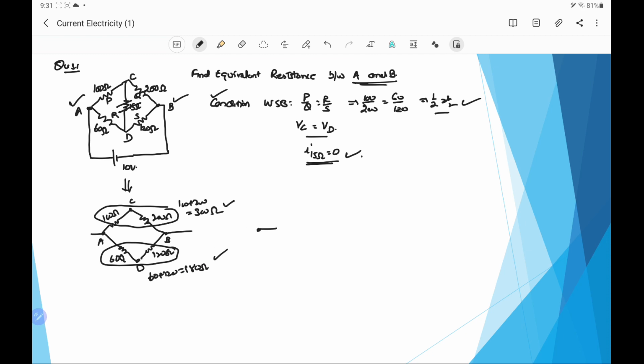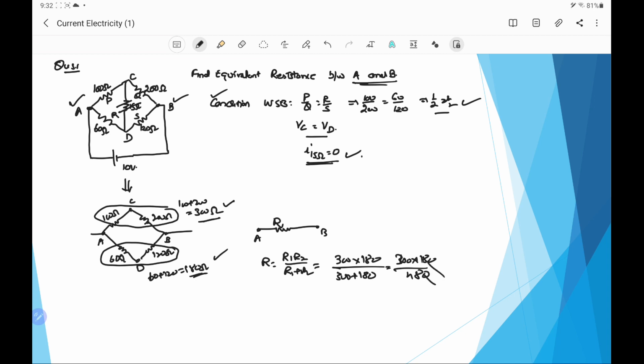Therefore, between terminal A and B there is an equivalent resistance R, and this R will be equal to the parallel combination of 300 ohm and 180 ohm. From the parallel combination we know R is equal to R1 R2 by R1 plus R2 if R1 and R2 are in parallel. Therefore, we put the values here: 300 into 180 by 300 plus 180.